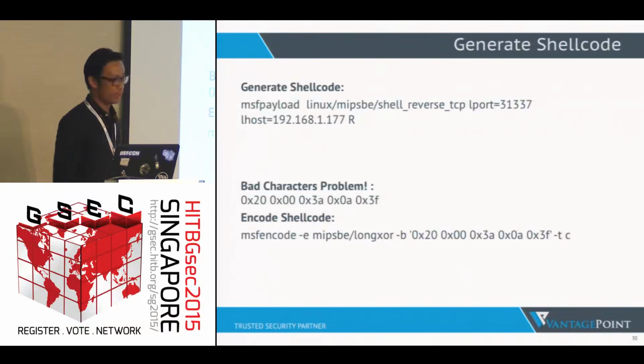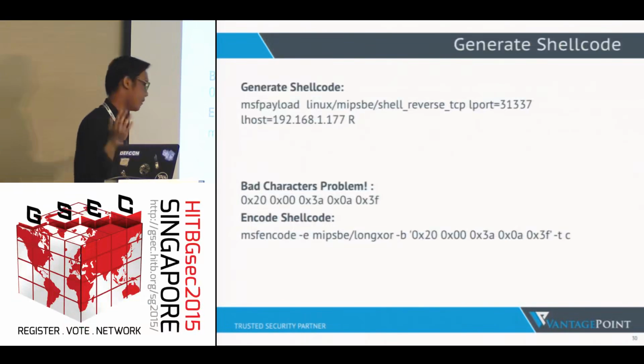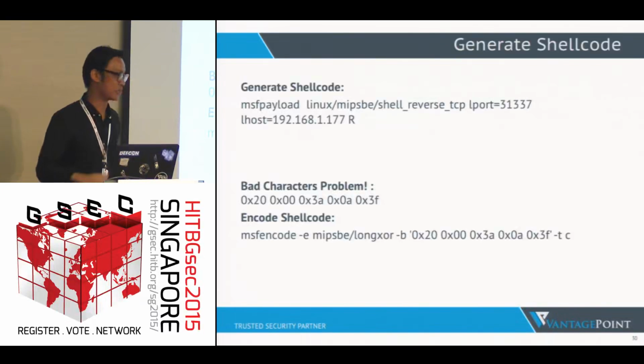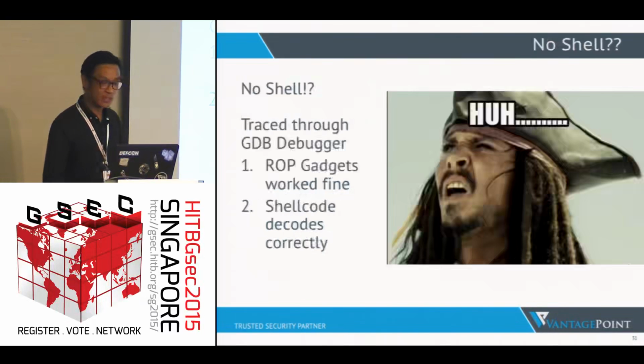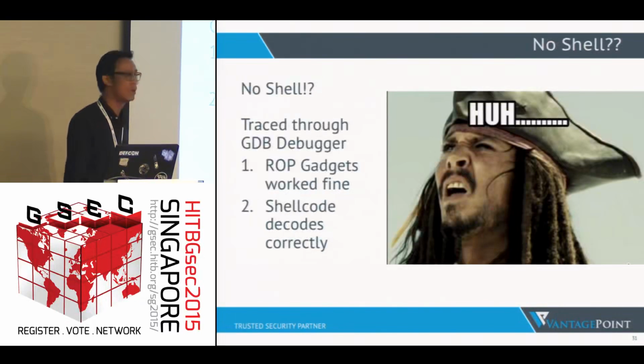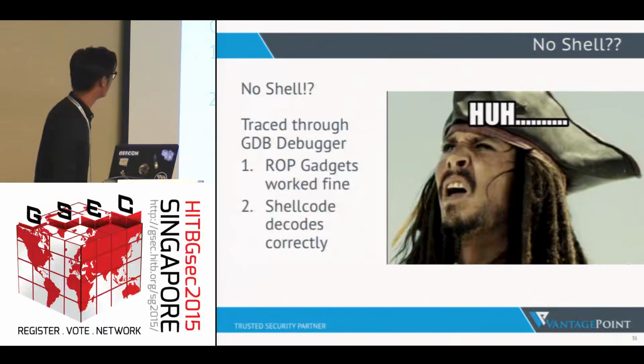So I use Metasploit. I generate the shellcode. I was so excited. Then I used an MSF encoder, and I encoded the shellcode. And then, okay, let's go. I was really excited. And then when I ran it, I was like, oh, no shell. Oh damn it.